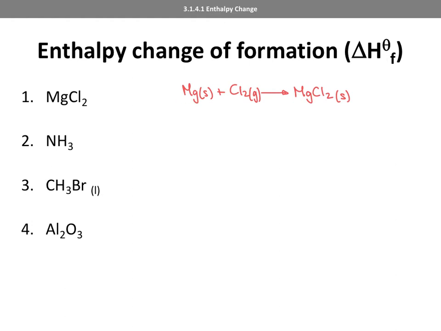Well, magnesium is a metal, so we put an S because we know it will be a solid at room temperature. And chlorine, we have to remember that chlorine is a diatomic element, and it's going to be a gas because we know chlorine is a gas at room temperature. And then we would check that our equation is balanced, and it is balanced, and then that's it finished. Why don't you pause the video now and have a go at 2, 3 and 4, and then I'll give you the answers. So pause the video now.